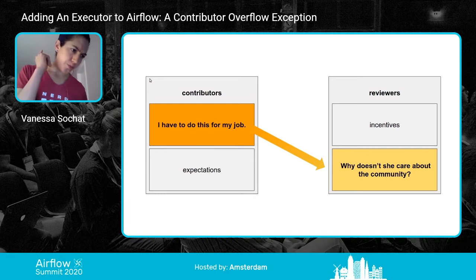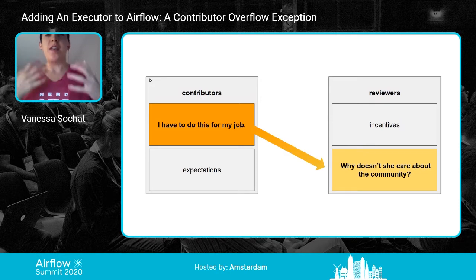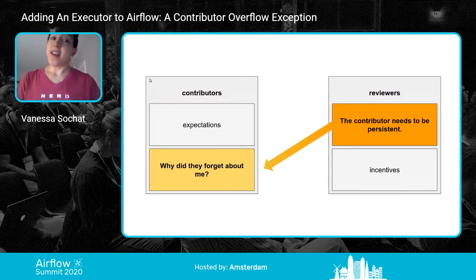Their boss said, you must implement this feature, just go do it. The reviewer may sense in their interactions that they don't care as much about the community as they would expect them to, and say, why doesn't this person seem to care about the community? On the other hand, let's say that the reviewer expects the contributor to be persistent and to advocate for herself, and the contributor doesn't know this. They're going to say, why did they forget about me?